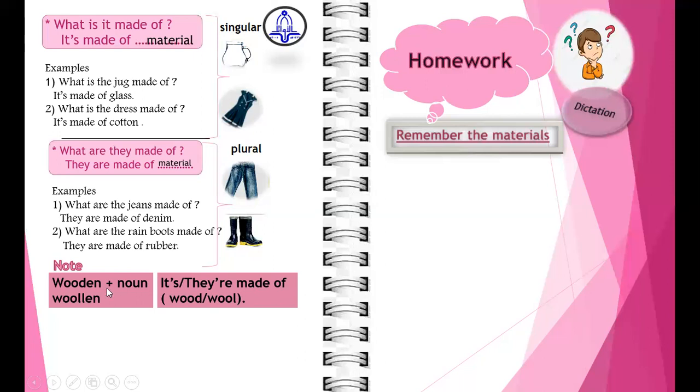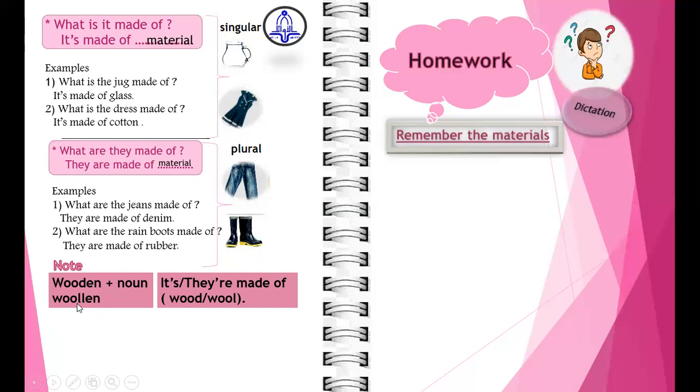So when you see this statement, made of, you cannot say wooden or woolen. But with the other materials, they stay the same. It is made of glass, it is made of rubber, it is made of cotton. But only the words wood and wool come in two ways. Either as adjectives, then the noun comes after, and I add en: wooden, and len: woolen. We use them as adjectives.